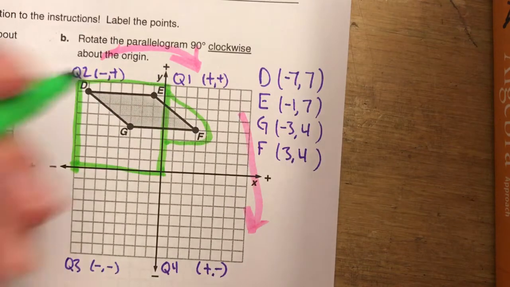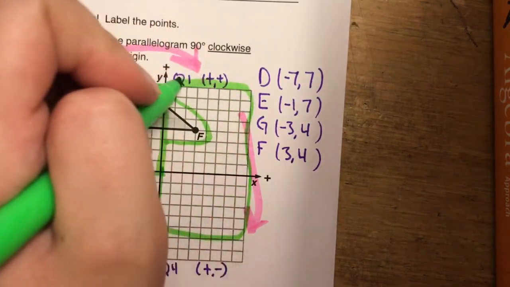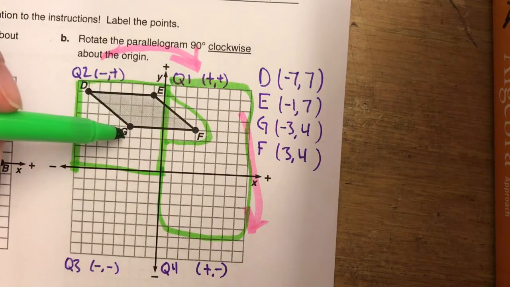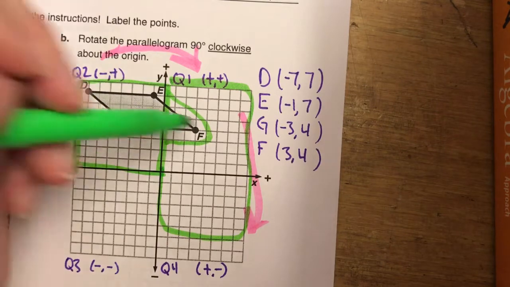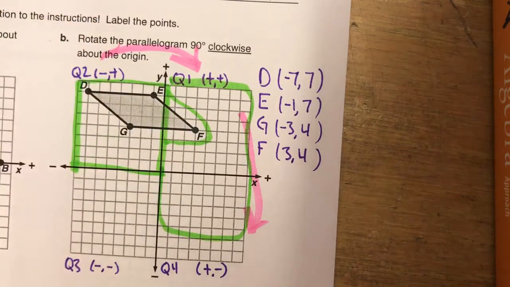And so we're expecting our shape to land somewhere in this area. It's always good to predict. So for letters D, E, and G, they're going to be moving from quadrant 2 to quadrant 1, and letter F will be moving from quadrant 1 to quadrant 4.